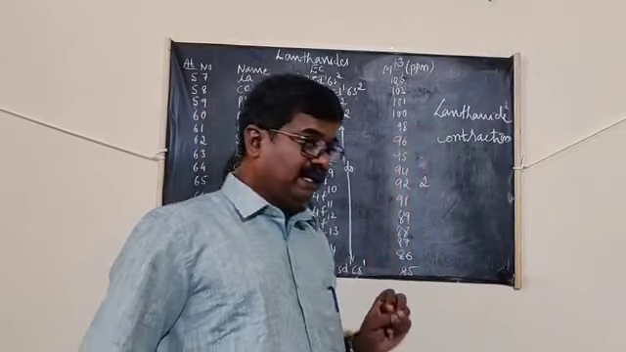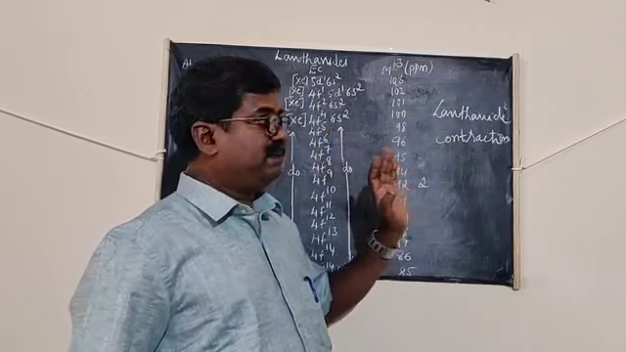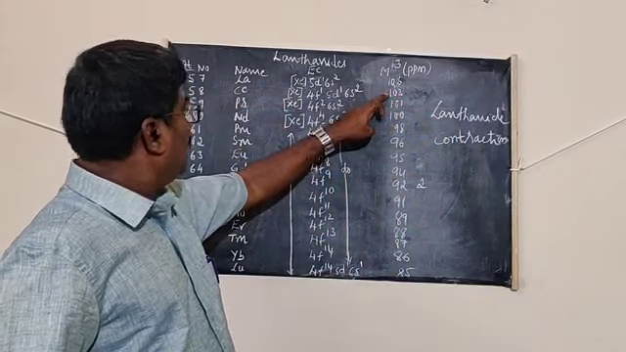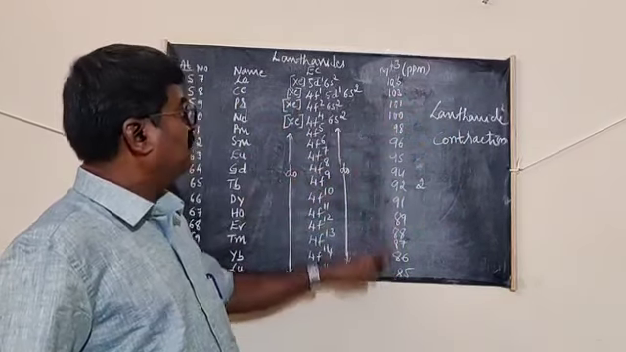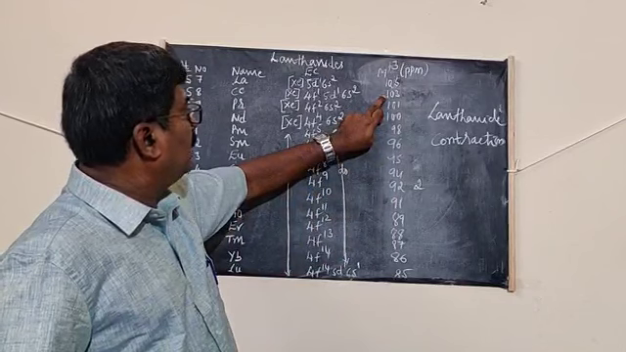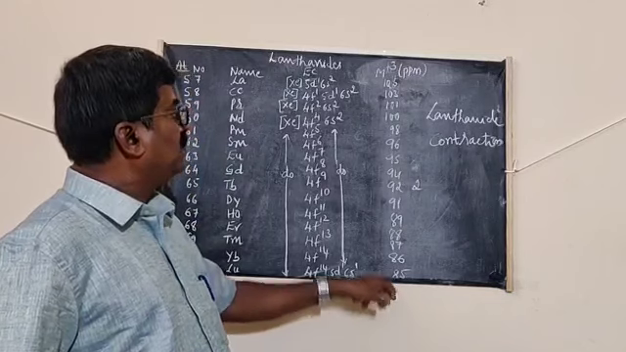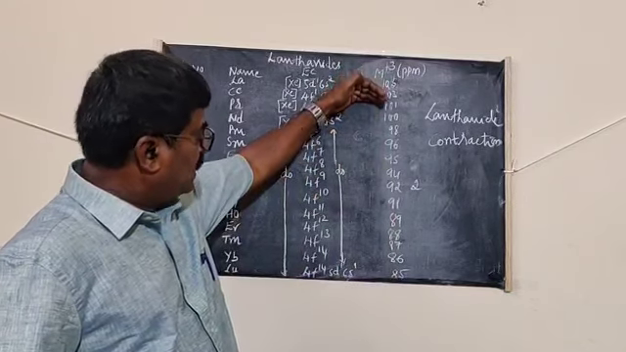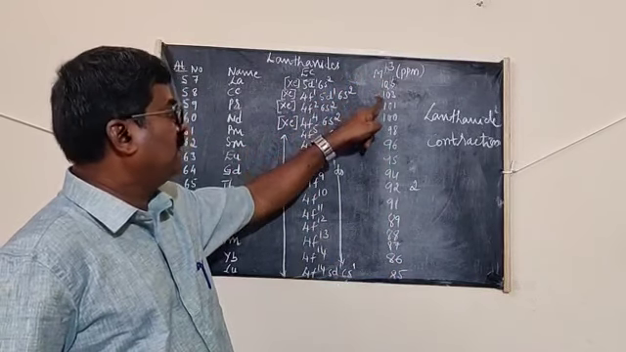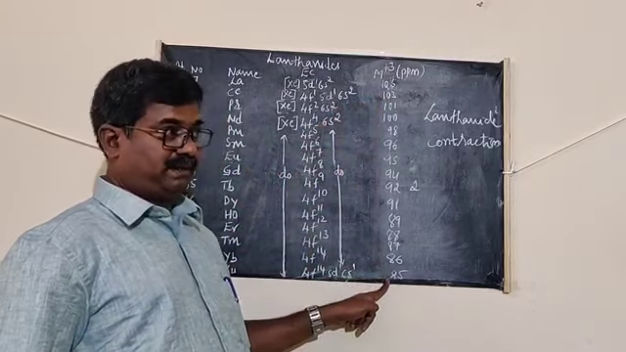Consequences of lanthanide contraction. That means, what are the effects of this lanthanide contraction? Ionic size decreases from lanthanum to lutetium. Cerium has the highest ionic size and lutetium has the least ionic size. The size decreases, which means nuclear charge increases. Therefore properties like hardness, melting point and boiling point increase with the increase in the atomic number.